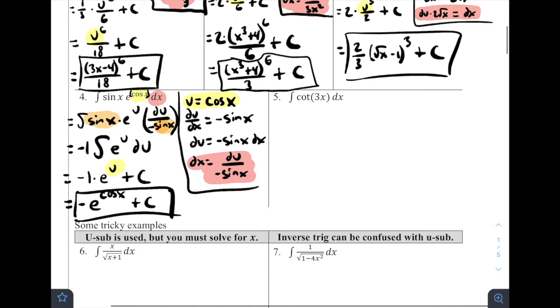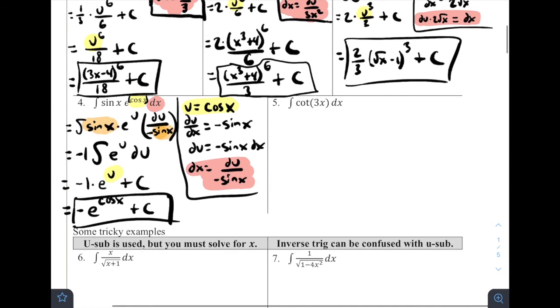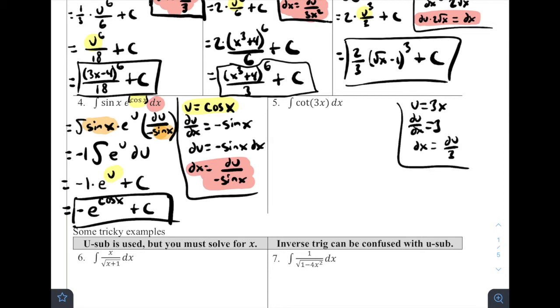What about number 5? Well, in this case, let's try it out. Sometimes the tough part is trying to figure out what you can do. So here, the inside clearly looks like u equals 3x. If we take the derivative, du/dx is going to be equal to 3, which means that dx is equal to du over 3. If we substitute in u for 3x, we'll substitute in du over 3 for dx.